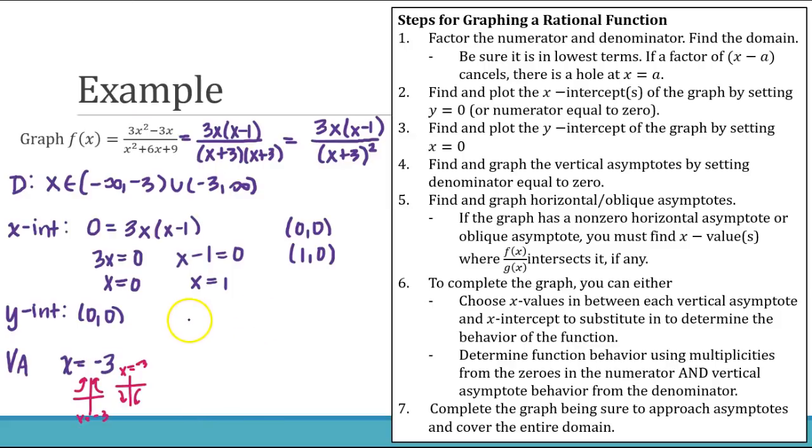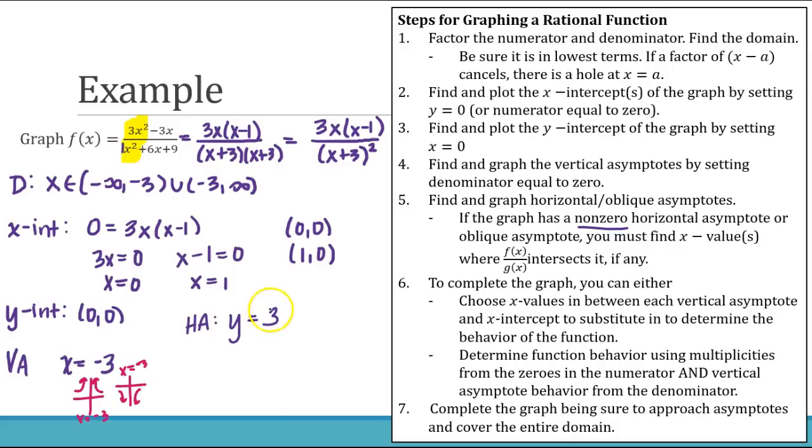And we're going to need to go ahead and find the horizontal asymptote. And that's determined by, remember, the degrees. So since I have an x squared and an x squared, well, I'm going to go ahead and take the leading coefficient 3 over the leading coefficient 1. So my horizontal asymptote is y equals 3. Now, because I have a non-zero horizontal asymptote, I have to potentially find where I intersect it.